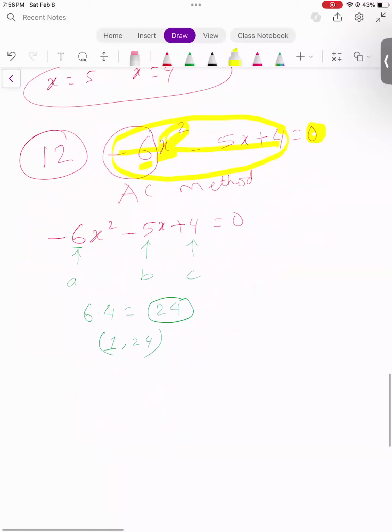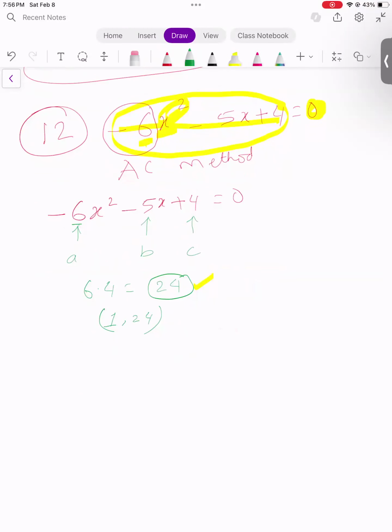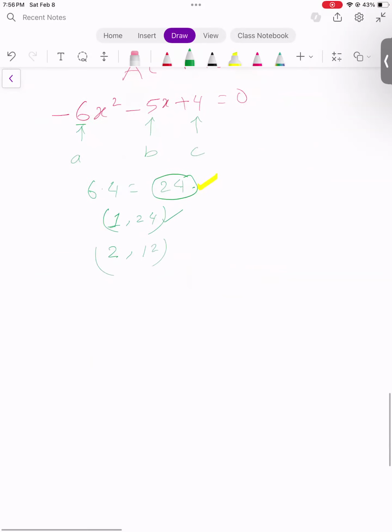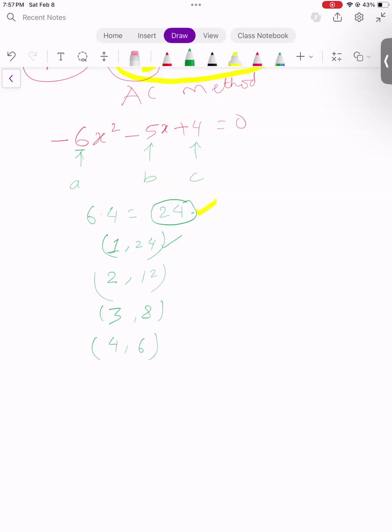All right. So here we multiply A and C. Once you get the product, you write down every pair of factors for this number starting from 1. So you start with 1, 24 divided by 1 is 24. The next number is 2. 24 divided by 2 is 12, right? 2 and 12 is another pair. Then 3 and 8, 4 and 6. So these are the pairs of factors for 24.